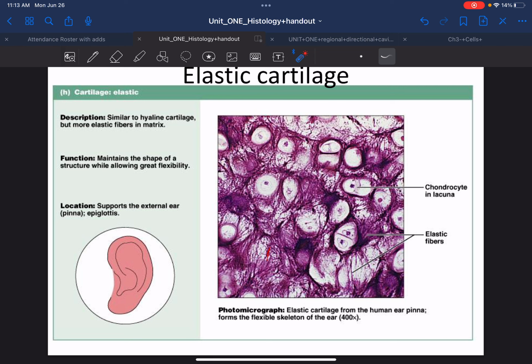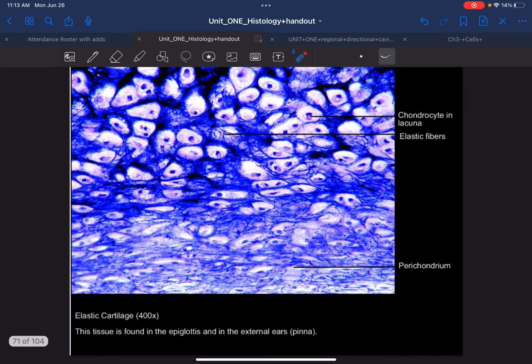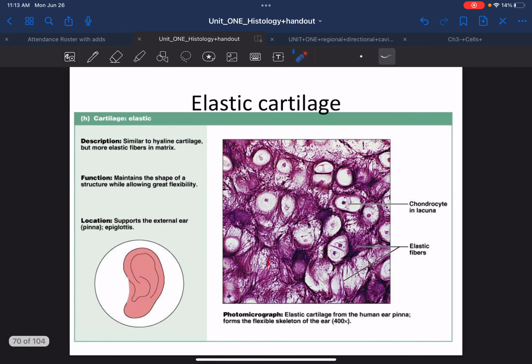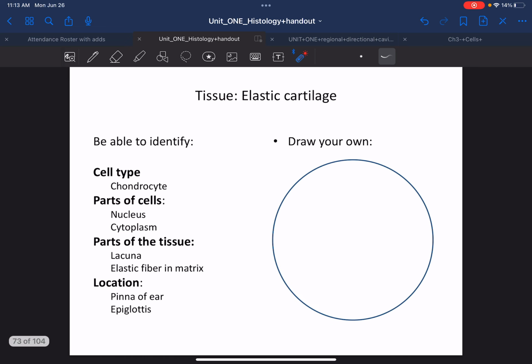And otherwise, you know everything. That's it. Chondrocytes in little cavities called lacuna. What makes elastic cartilage special is that it has elastic fibers. Yes, and that's really it. Nothing else to add.